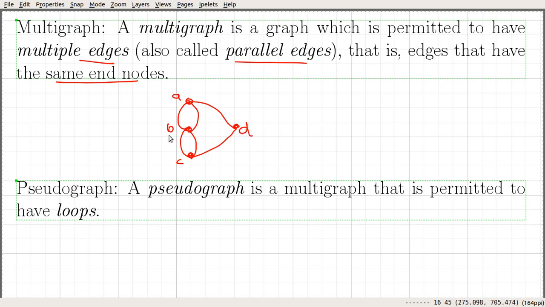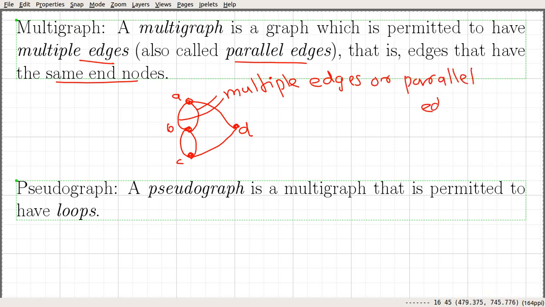Here we can see that this graph is not a simple graph. Here we have these parallel or multiple edges. These kinds of edges are called multiple edges or parallel edges. So this is an example of what is called a multigraph. It is permitted to have multiple edges which look something like this. In a simple graph we do not permit this kind of edges.